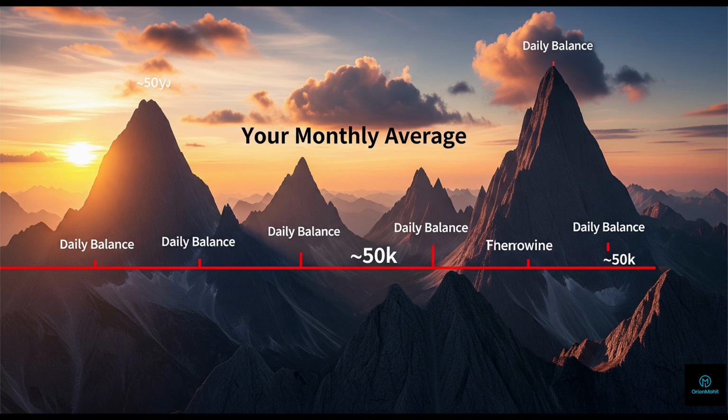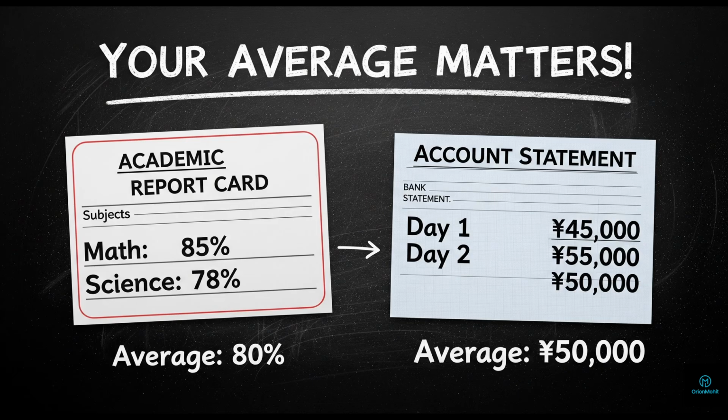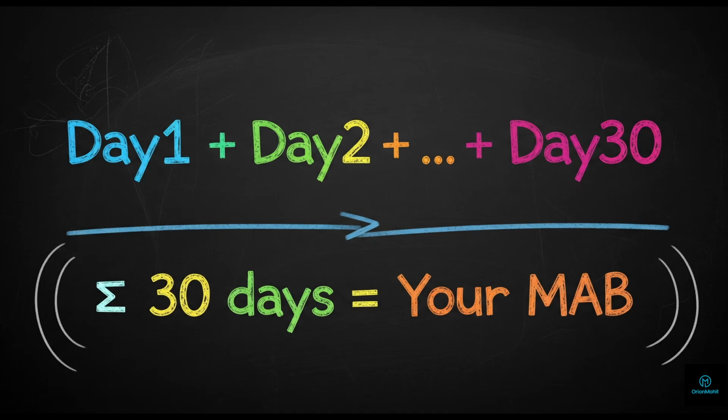MAB, or monthly average balance, is not about keeping a fixed amount every single day. It's about the average of your daily closing balances over a period of a month. Think of it like your report card. It's your average score that matters, and not one single good or bad day. Correct? So let's understand with a simple calculation. Add your closing balance for each day of the month, then divide by the number of days in that particular month. If the result meets or exceeds the required MAB, you are safe.